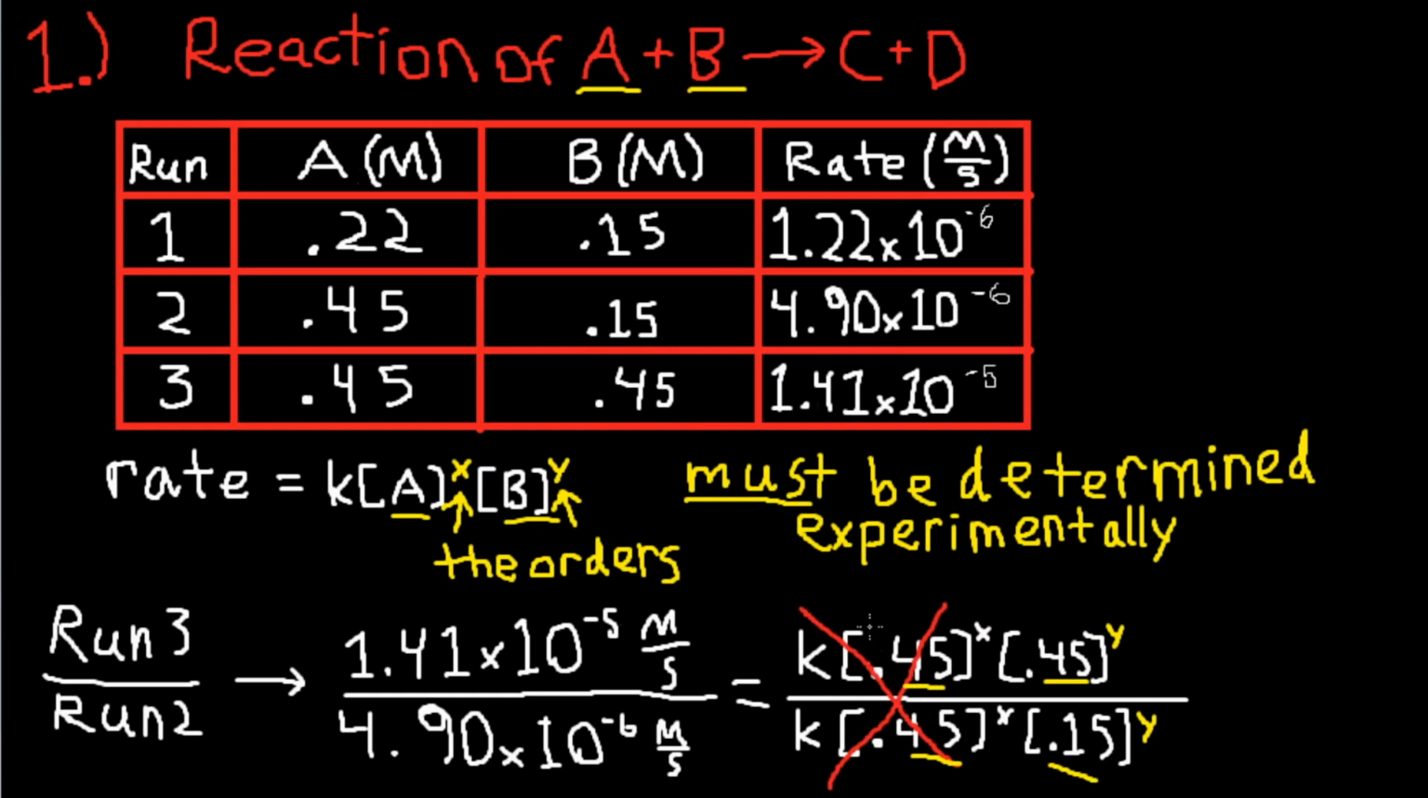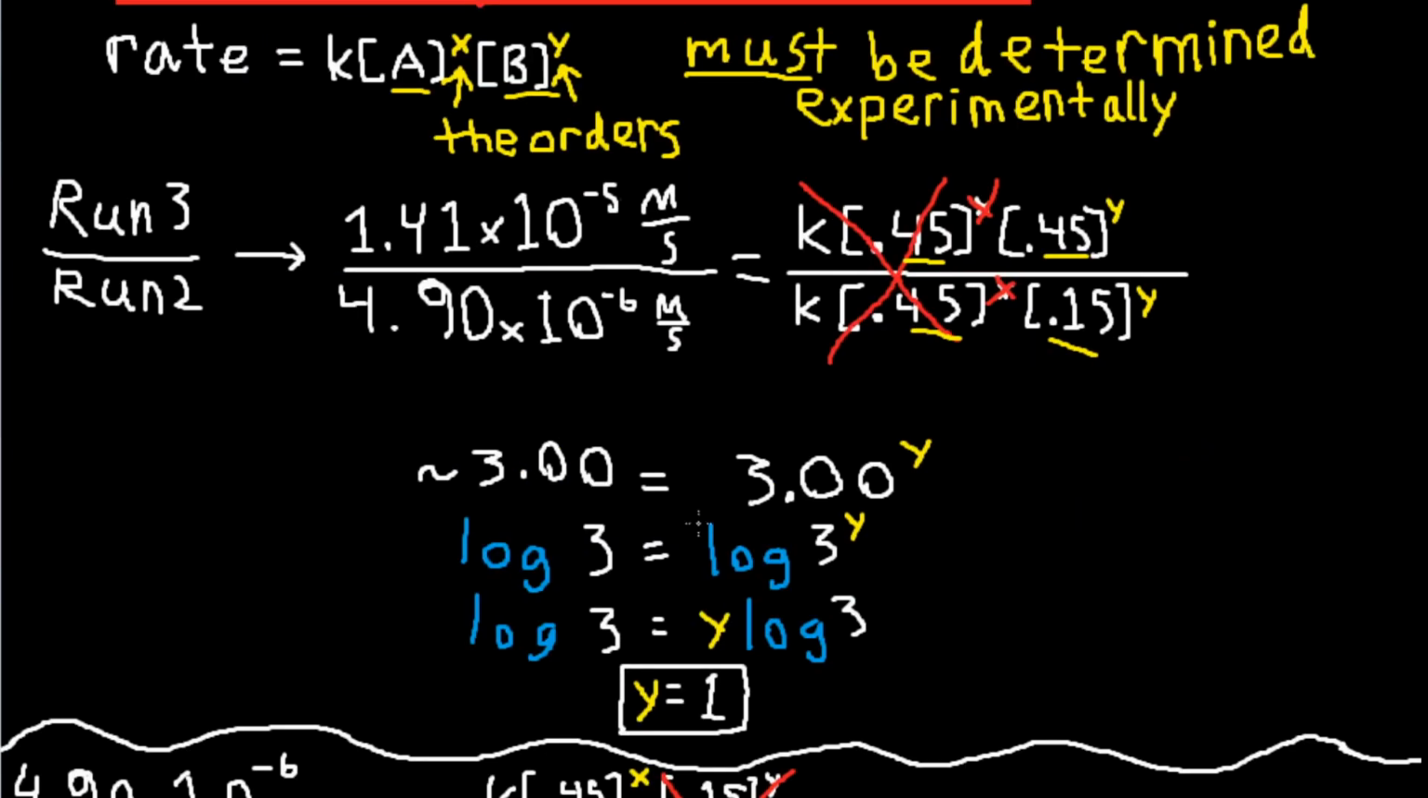So then you cancel these out. You cancel out the 2 A values, and therefore canceling out this X value right here. So let's cancel that out, put an X over the X. So then what you get is about 3, and then exactly 3 on the right side. So 3 is equal to 3 to the Y.